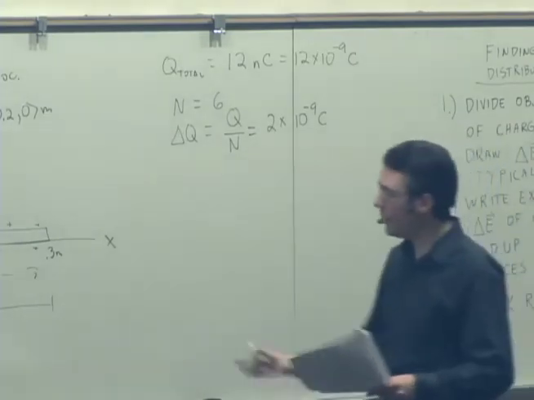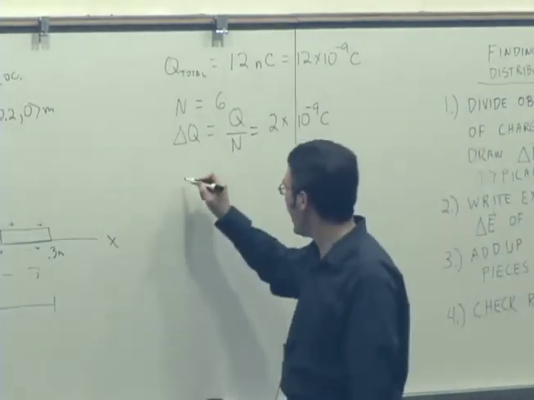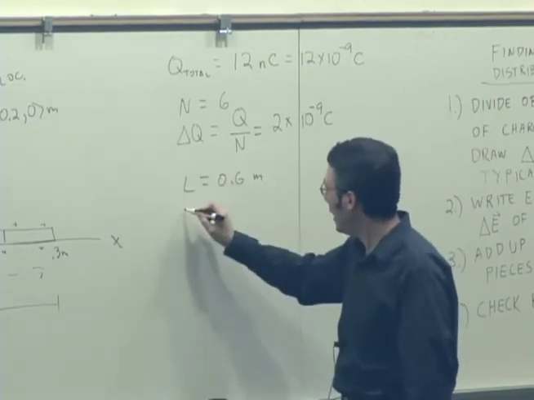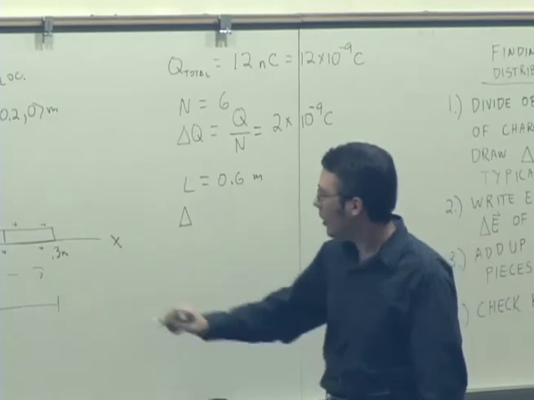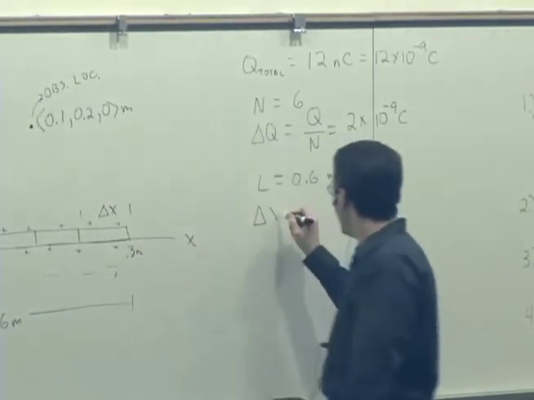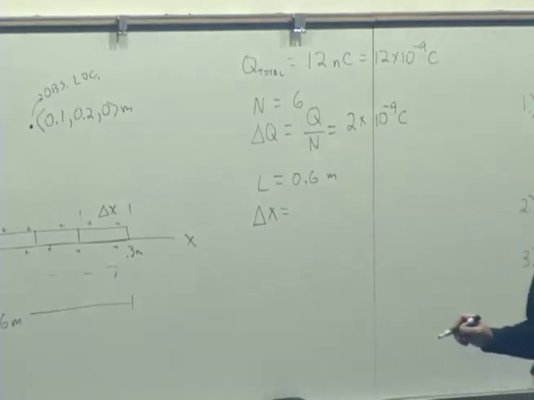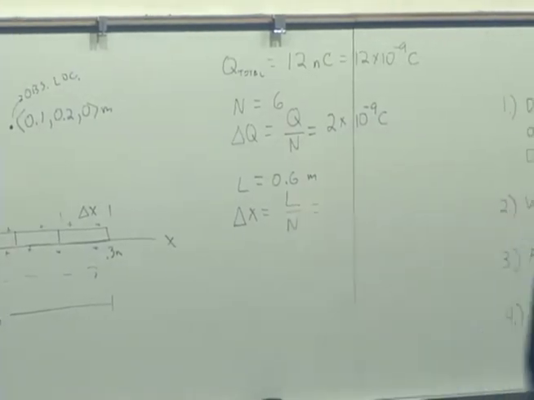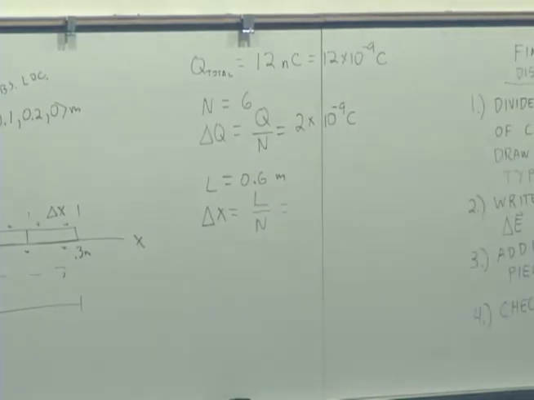How long is each piece? If this whole thing has a length of 0.6 meters, then I'll call the length of one little piece delta x. And that delta x is equal to what? L over N, right? 0.1.